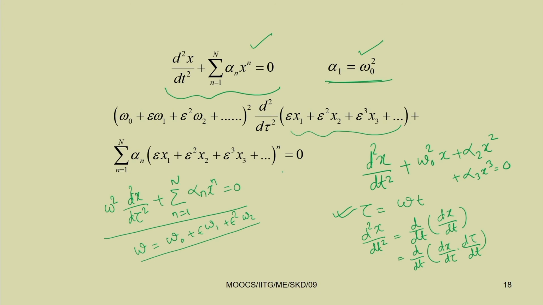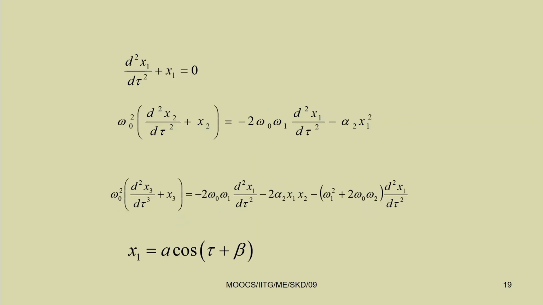So, by substituting these two here, you can write down and collect the order of epsilon. Like in the previous straightforward expansion case, you can collect the order of epsilon, so that you can write d square x1 by d tau square plus x1 equal to 0. So, this is the first equation. The solution of this is known to you, that is x1 you can find, and then the order of epsilon square.